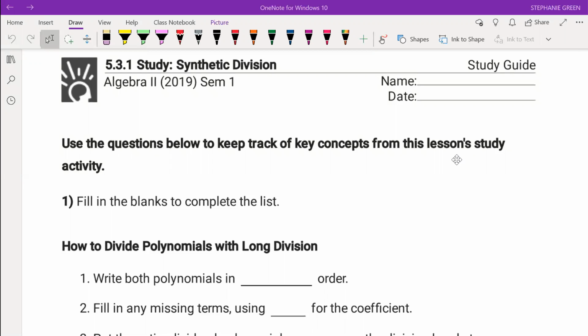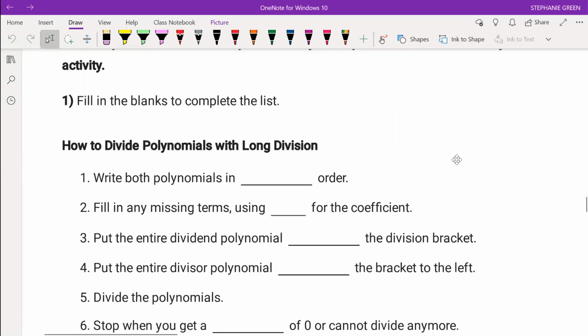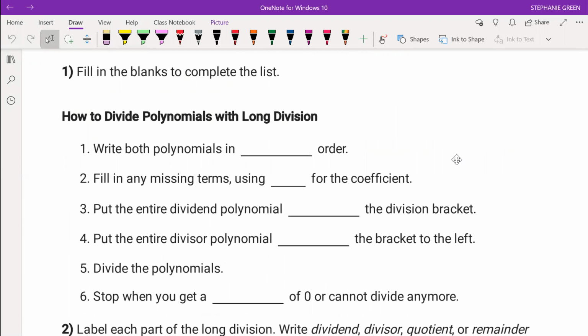So 5.3 here, we're actually going to talk about a simpler way that we can divide two polynomials, and that is called synthetic division. So the first thing we have here is actually just a review of what we learned about in the last section, and that is how to do long division with polynomials.